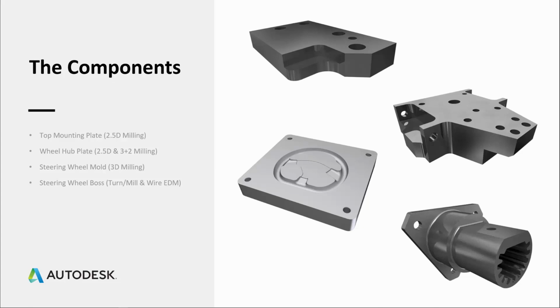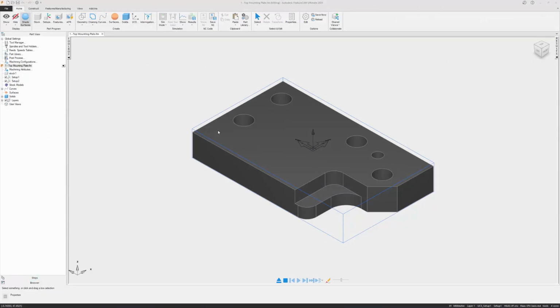the top mounting plate. For this first part, we'll be machining the top mounting plate part of our overall steering wheel assembly. We'll be machining this part out of aluminum, and we'll be using our Haas VF4, so just a pretty standard 3-axis mill.